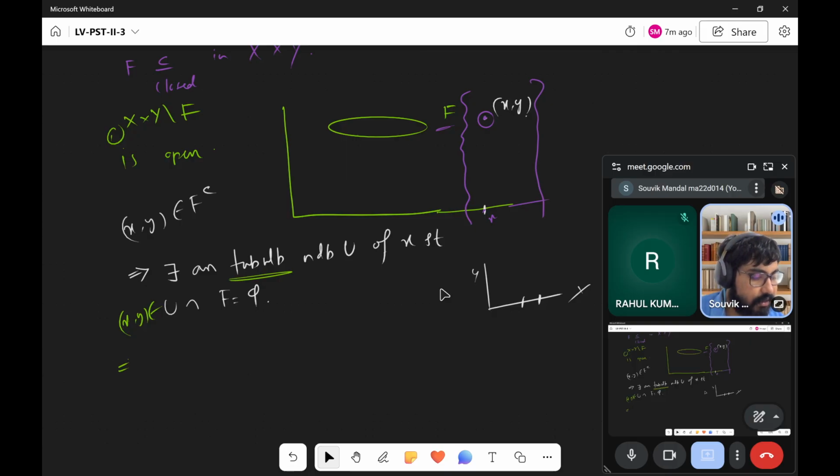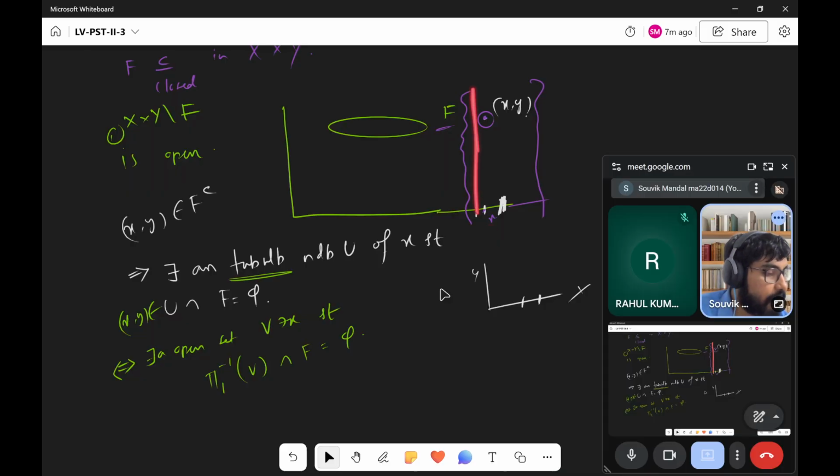This is nothing but there exists an open set V around X such that pi 1 inverse V intersection F is equal to empty. Is it clear or not? First tell me. That means what we're saying is that we shall get some V around X. Okay, around X we have some neighborhood V whose pi 1 inverse. This is pi 1 inverse of V.